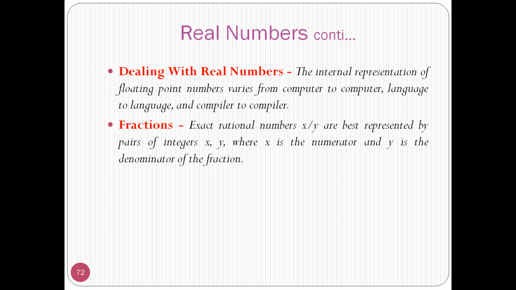Fractions, exact rational numbers x divided by y, are best represented by a pair of integers x, y, where x is the numerator and y is the denominator of the fraction. So whenever we represent fraction numbers of two values, the example we are considering is x divided by y. The x is represented as the numerator and y is represented as the denominator.